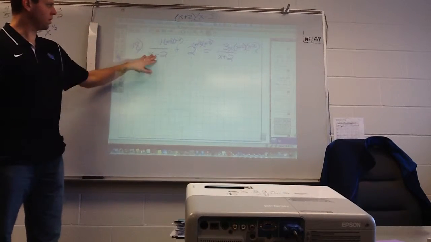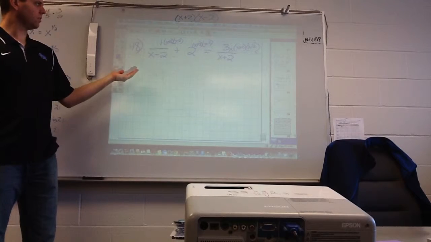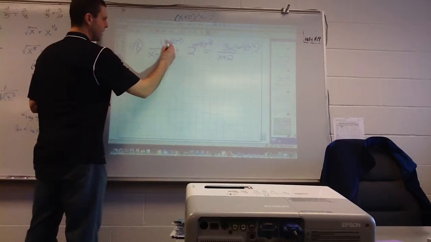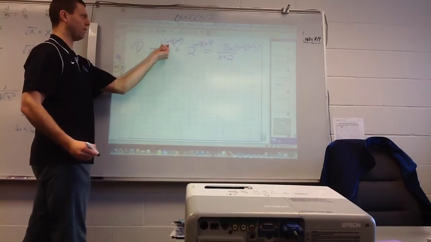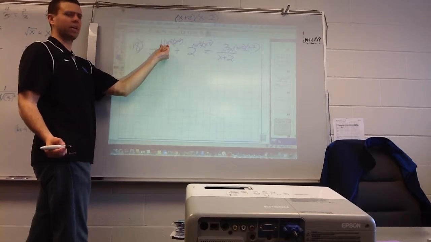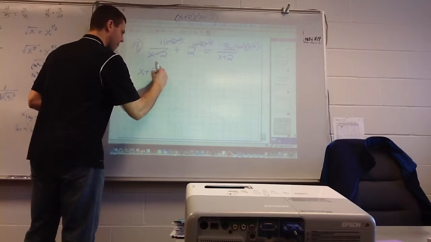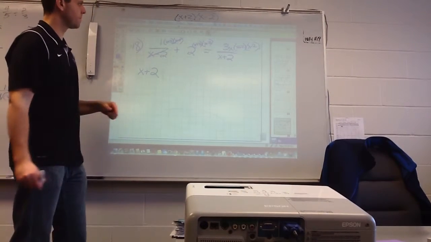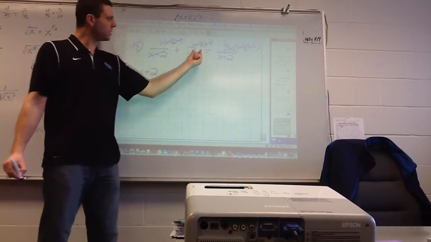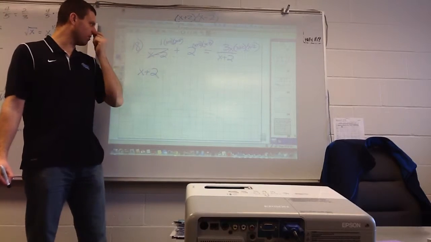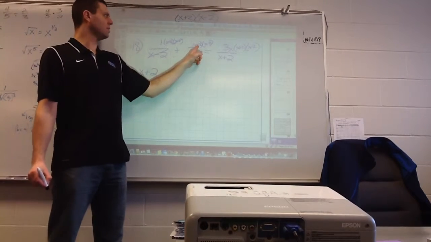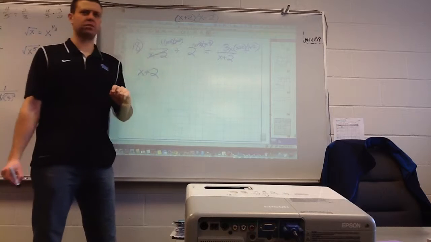On the first one here, what can cancel? The x minus 2's can cancel. What am I left with? 1 times x plus 2, which is just x plus 2, right? Okay? This one's a little bit tougher. I'm going to take a little bit of a shortcut method here. So I've got to take 2 times x plus 2 times x minus 2.